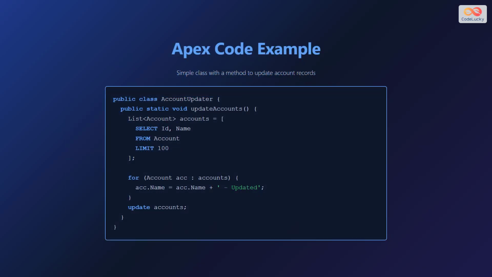Let us look at a simple Apex code example. This class is called AccountUpdater and contains a static method named updateAccounts. Inside this method, we use a SOQL query to retrieve up to 100 account records from the database. SOQL stands for Salesforce Object Query Language and is used to retrieve data. We then loop through each account in the list and append the text "updated" to its name. Finally, we use the update keyword to save the changes back to the database. This demonstrates how Apex integrates directly with Salesforce objects and provides a straightforward way to manipulate data.